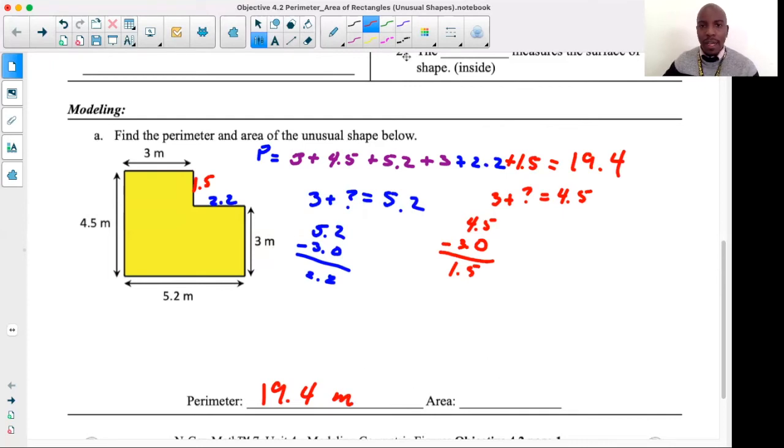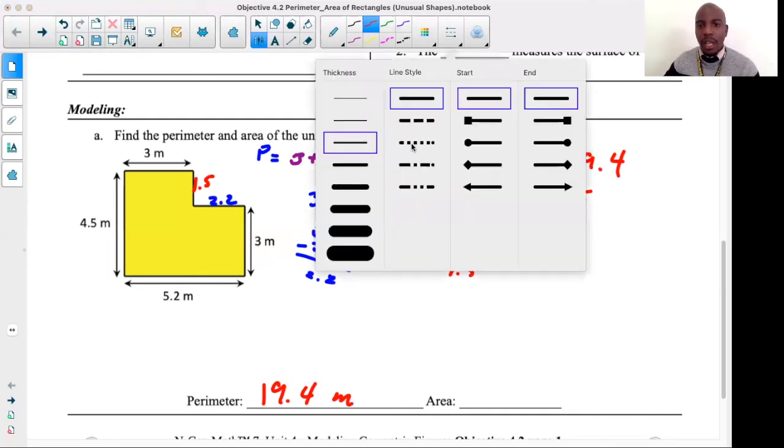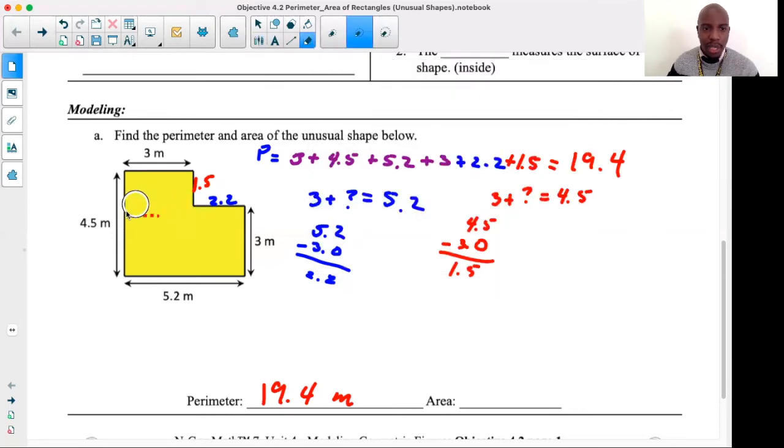Now we do have to find area. Now the way we're going to find area is we're going to use a dotted line again. And it doesn't matter which dotted line you decide to use. I'm going to use the one that's going straight across here. Imagine if that was straight. Let me try to do that one more time. I'll try to make it a nice straight line. There's some tools here I can use. Let's use this one.